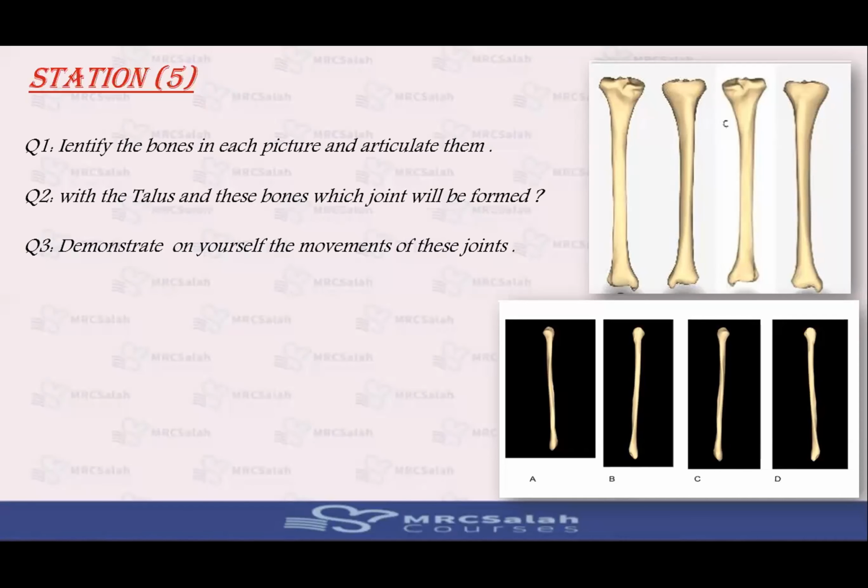The upper bone already is the tibia. So A has a tibial tuberosity. So it's the left tibia.